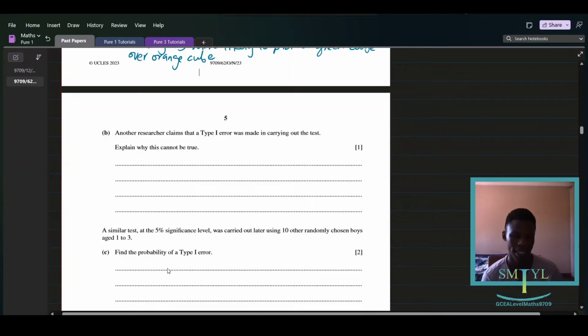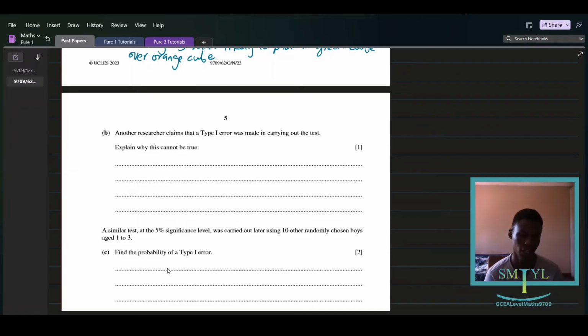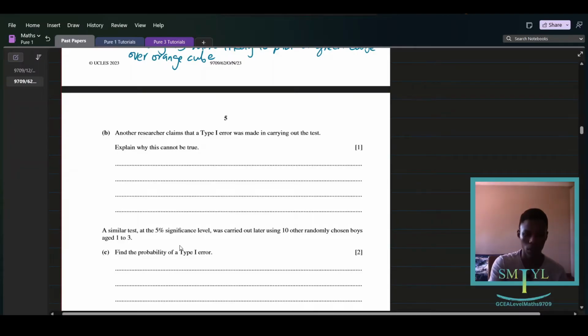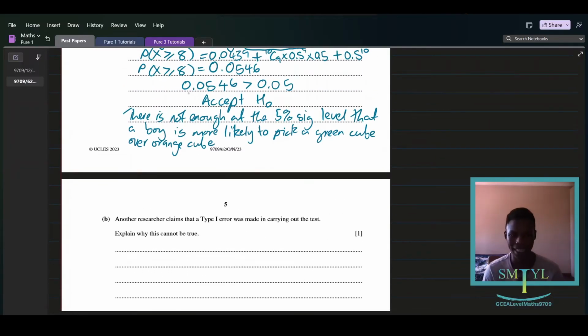Another researcher claims that a type 1 error was made in carrying out the test. Explain why this cannot be true. Okay, so a type 1 error is when you reject H0 when H0 is true. So if we go back to our hypothesis test, we accepted H0. So we cannot make the mistake of rejecting H0 when H0 is true, since we did not reject H0. So our answer would be it cannot be true because we did not reject H0.